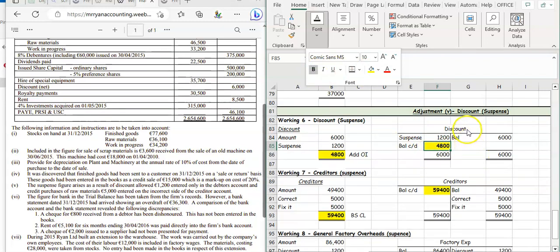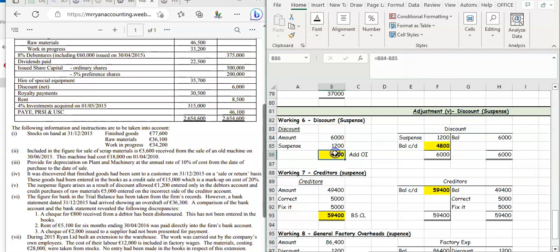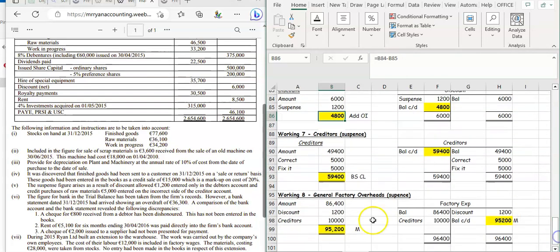So there are 2 ways you can do it. You can use your T account, taking the balance from the trial balance and then either increasing or decreasing the T account, whether it's an income, expense, asset, or liability. Or you can add them on like we did here with our discount and with our creditors, and then adjust our expenses, taking it out or adding it on depending on what's happened previously. And that's adjustment 5, suspense figure, done for Ryan Limited manufacturing account.